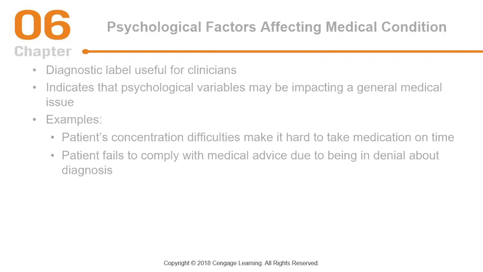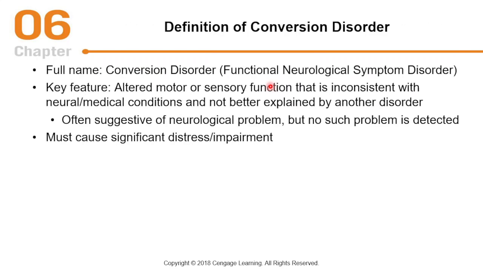And then, okay. Moving on to conversion disorder. So conversion disorder in the DSM-5 TR and in the DSM-5, ang pangalan niya talaga is this one, Functional Neurological Symptom Disorder. And it's usually called that by doctors talaga. Ito yung tawag nila. However, with psychologists, we call it conversion disorder. So the key feature here is the altered motor or sensory function that is inconsistent with the neural or medical conditions that are not better explained by another disorder.